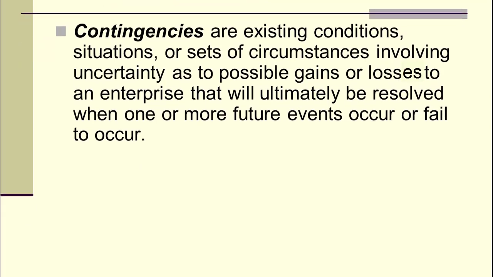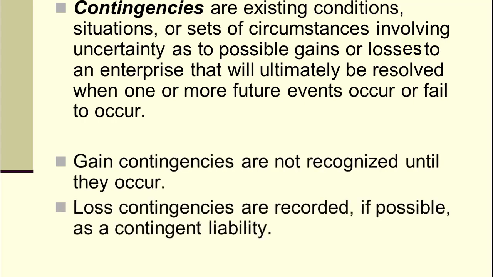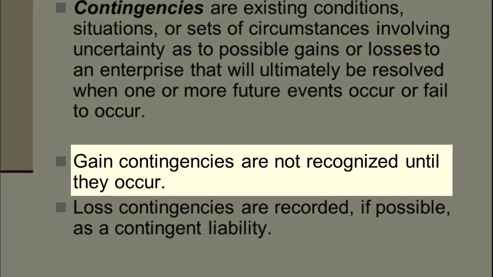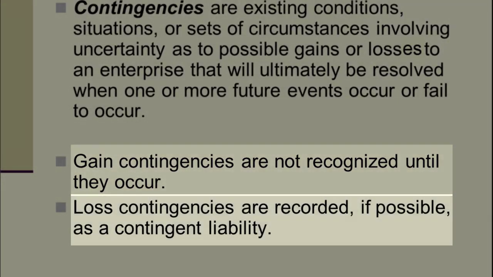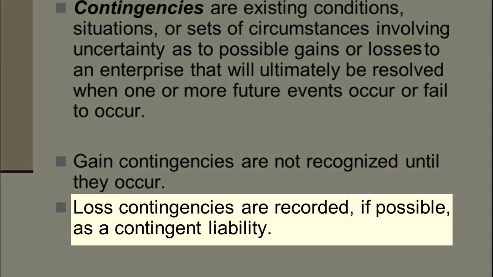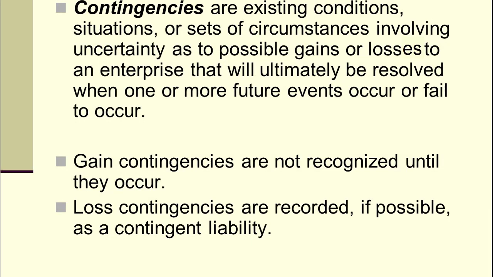There are two kinds of contingencies: gain contingencies and loss contingencies. Gain contingencies have a very simple rule. You can't recognize them, not while they're contingencies. They have to occur, and when they're not a contingency anymore, when they've actually happened, then you can recognize them for accounting purposes. Loss contingencies, on the other hand, if we can figure it out and come up with a good guess, then we'll record them or report them somehow. And that's why we talk about contingencies with our liabilities, because we just don't recognize gain contingencies, only liability or loss contingencies, and we show the loss or we show an expense and then we record a contingent liability.